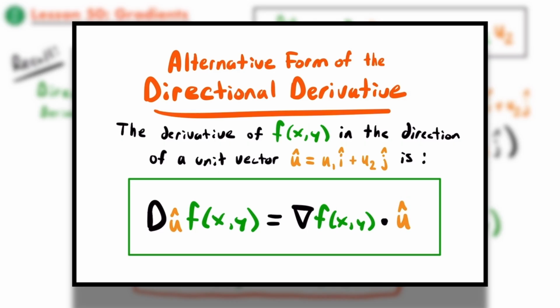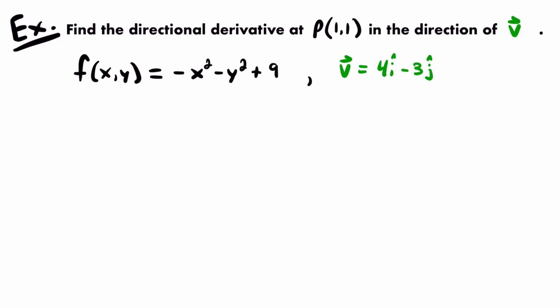Okay, and so now that you've been introduced to the gradient vector, as well as this new way of finding a directional derivative, let's take a look at a quick example where we will find a directional derivative with the help of the gradient vector. For this example, we want to find the directional derivative at point P with coordinates of 1, 1 in the direction of vector v. And we're given f of x y is equal to negative x squared minus y squared plus 9, and vector v is equal to 4i minus 3j.